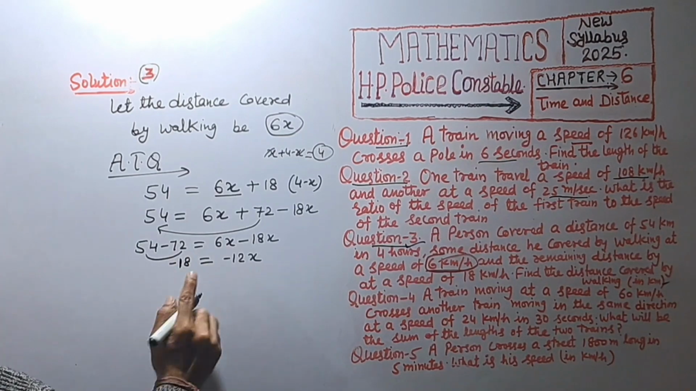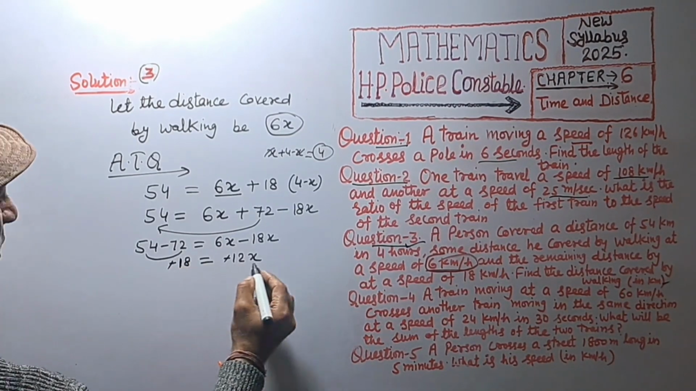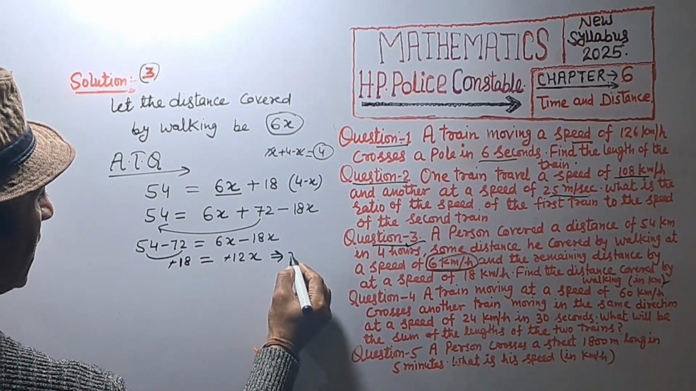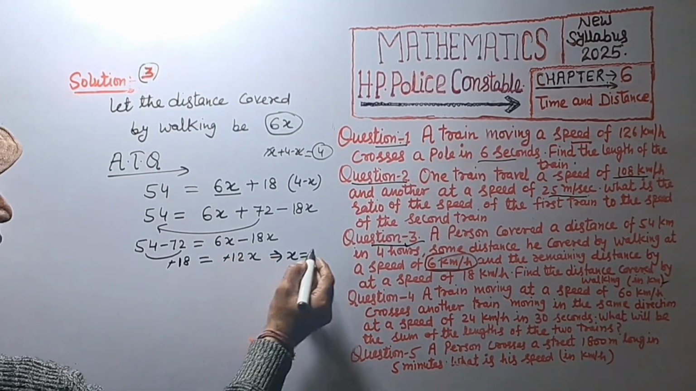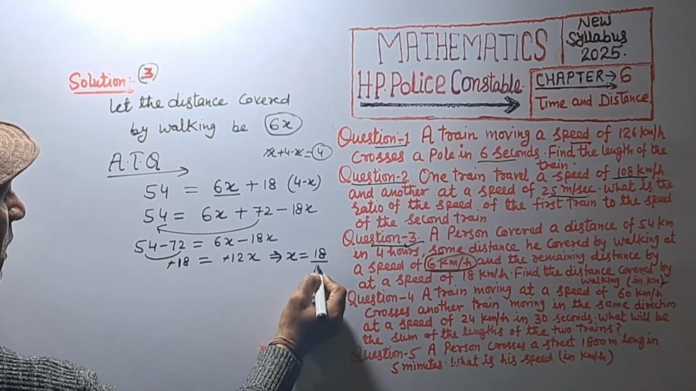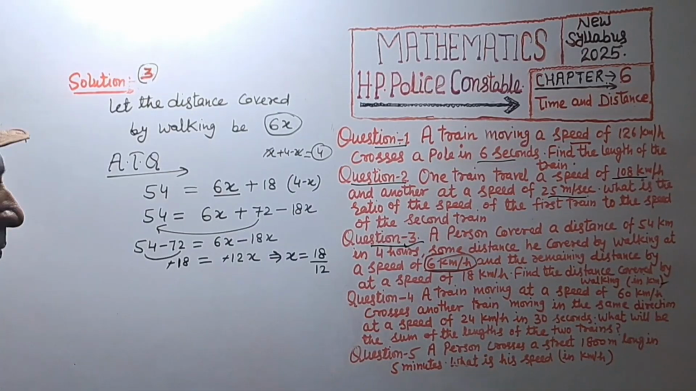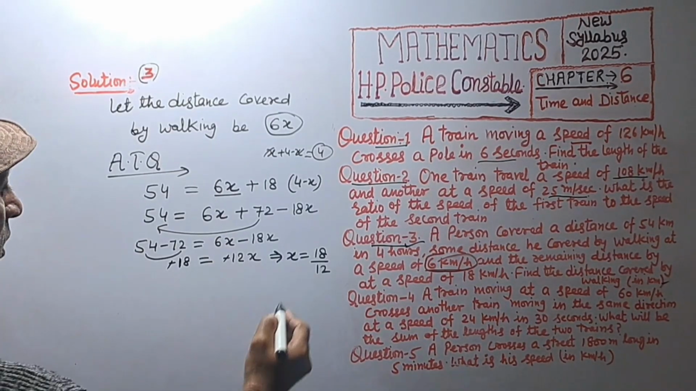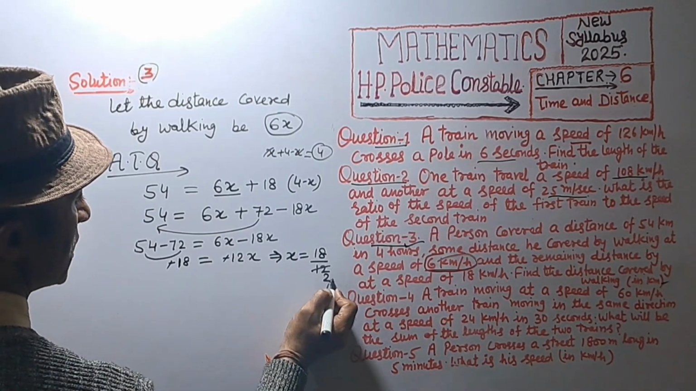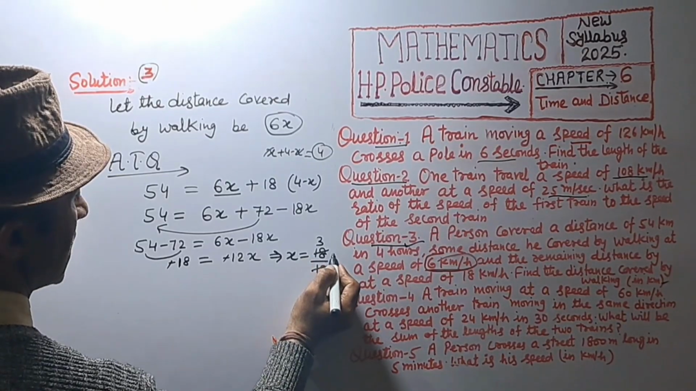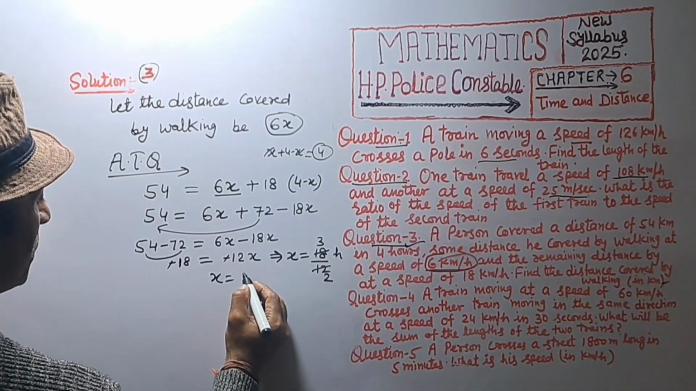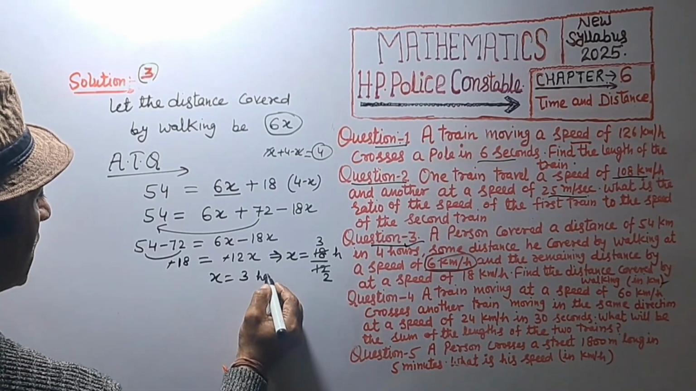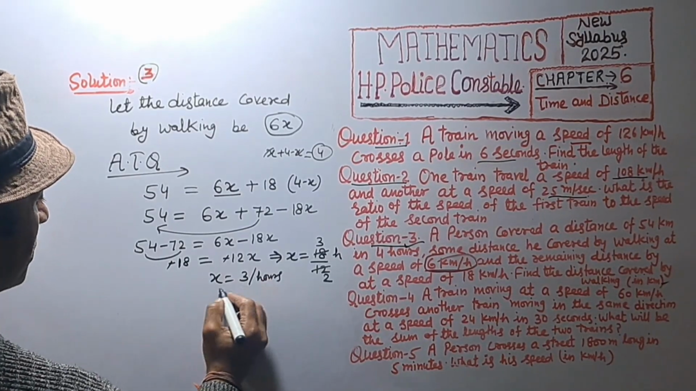minus 18. So minus minus will be cancelled, and we get the value of x is equal to 18 divided by 12. 6 2s are 12 and 6 3s are 18. x is equal to 3 upon 2 hours.